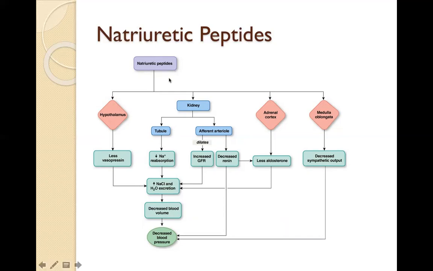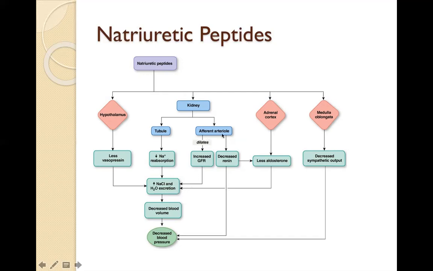At the level of the kidney, it has two effects. The first effect is at the level of the afferent arteriole. The afferent arteriole will dilate with these natriuretic peptides, and this dilation will lead to an increased GFR. That increased glomerular filtration is because more blood is entering the glomerulus, and that increases the hydrostatic pressure of the glomerulus, which increases the net pressure across. And that will cause more fluid to go into the Bowman's capsule and into the nephron. More fluid, more filtrate means more excretion of water and salt.